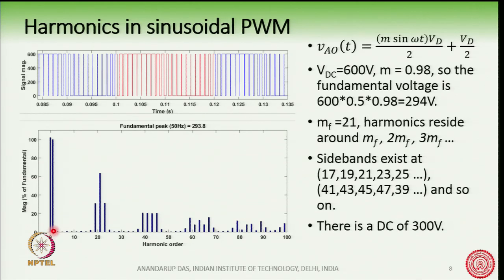So, this bar here corresponds to 294 volts, which is at harmonic order 1, that is the fundamental, taken as 100%, and its magnitude is 294. Therefore, the DC is slightly higher, because the DC is 300 volts. So, this value is 300 volts here and this value is 294 volts here. Okay. So, the DC is 300 and the peak fundamental is 294.